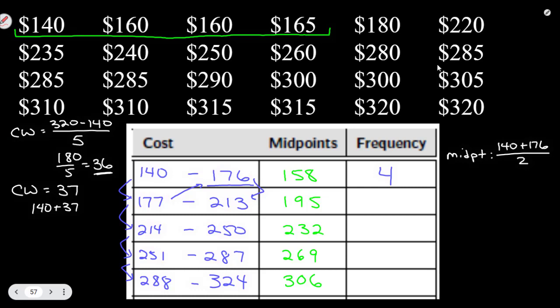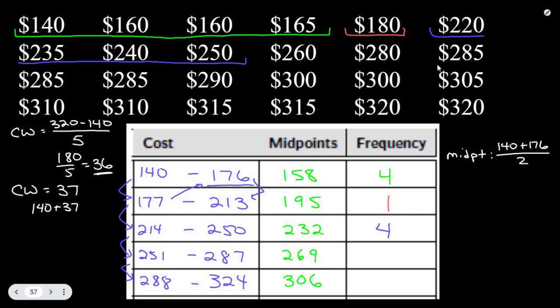Next, we've got 177 to 213. So actually, that's just this one. So there's only one item. Okay. The next one runs from 214 to 250. So it's going to go here, 214 to 250. So it goes up to there, and there are 4 of those.